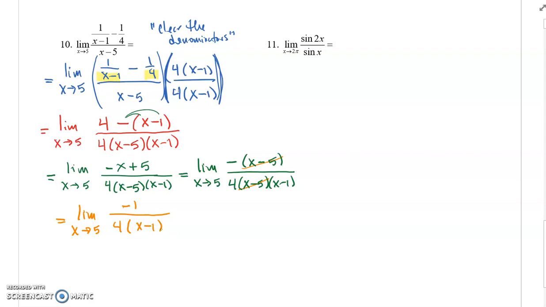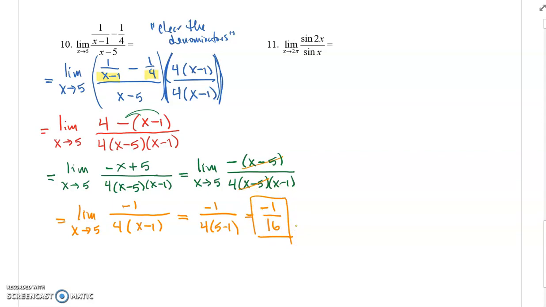So I've done all these limits with the fractions, the clearing, the simplifying, the factoring. And now, at this step, I'm going to plug in 5 and get negative 1 over 4 times 4. So the answer is negative 1 over 16.